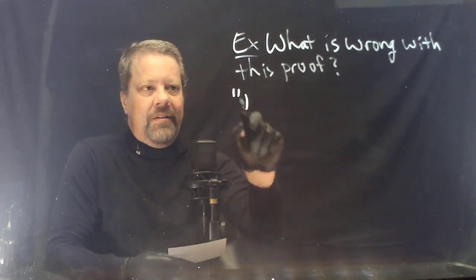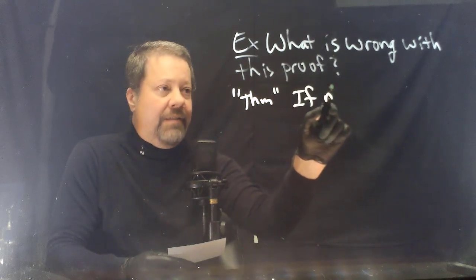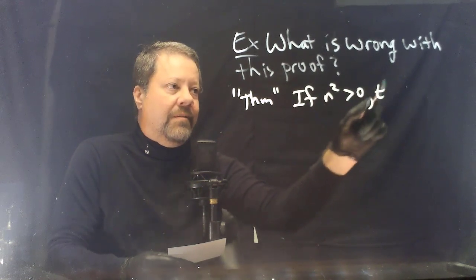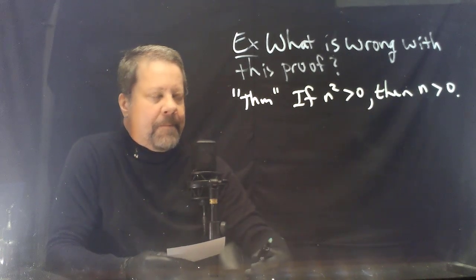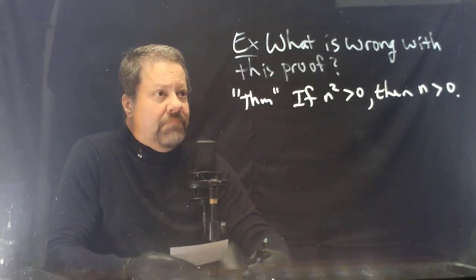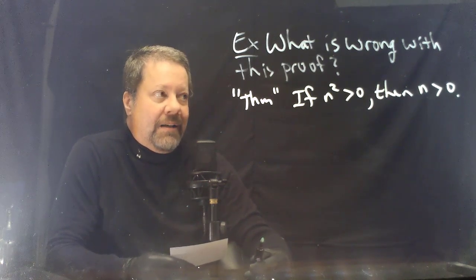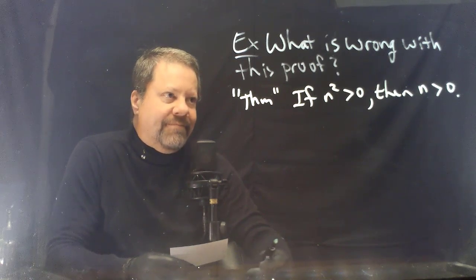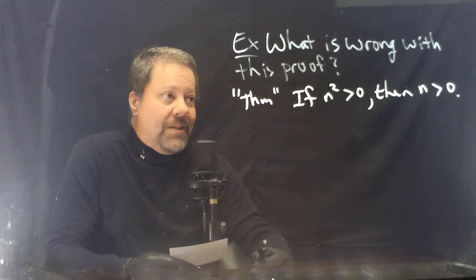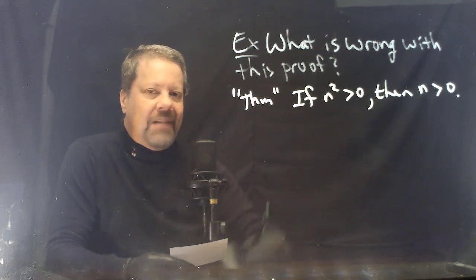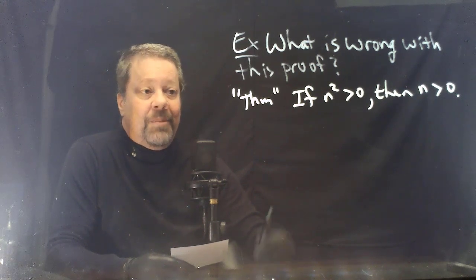The so-called theorem is: if n squared is greater than 0, then n is greater than 0. This seems rather dubious, since we can easily prove that this is not true by using n equals -1. N squared, -1 squared, is 1, and 1 is bigger than 0, but -1 is not bigger than 0. It's less than 0. So one counterexample is enough to prove that this is false.